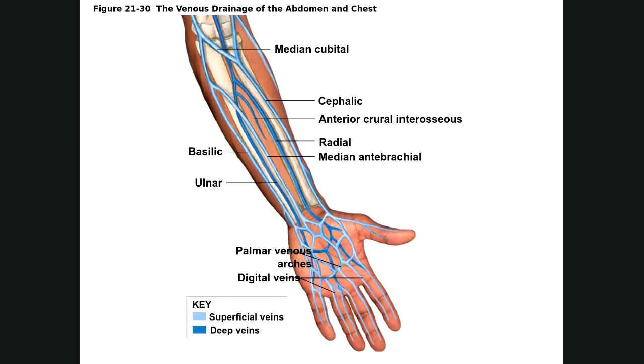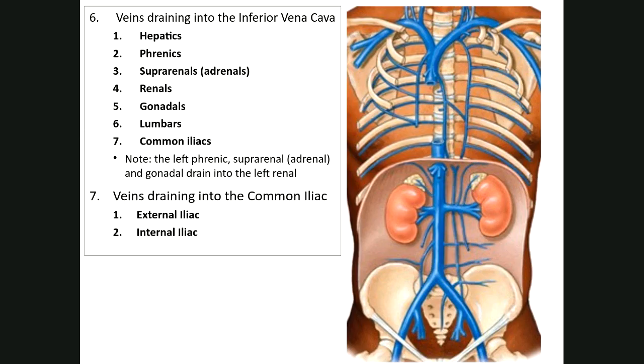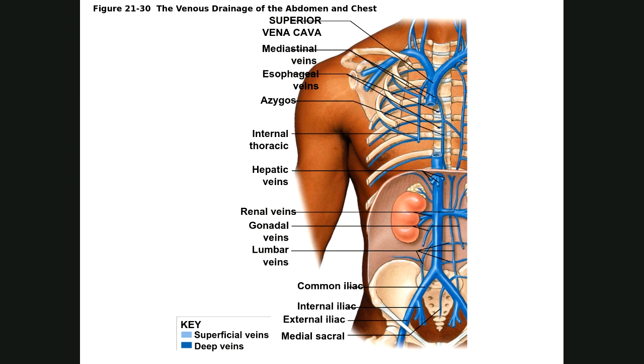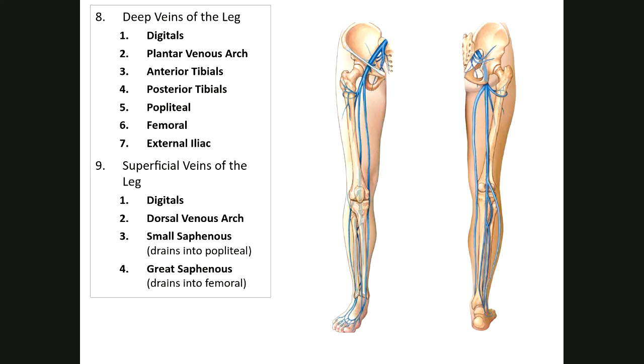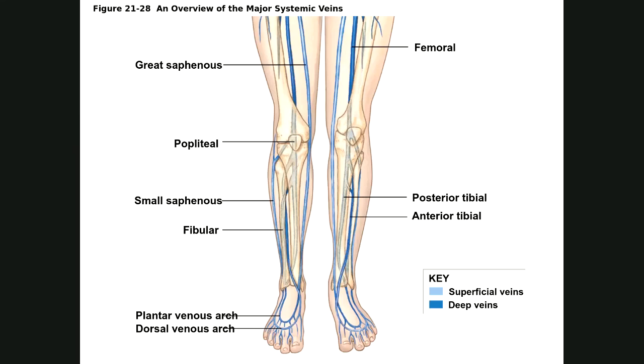So pretty much, rinse and repeat with just a different set of vessels for the veins, doing the arms, abdominal cavity, thoracic cavity, legs, etc., and just roll through those. So here are all those listed and the images that I would be using on the exam. So here's another nice one for the abdomen and the chest. Here are the leg vessels listed in these boxes 8 and 9, and then you could use these images to identify those as well.